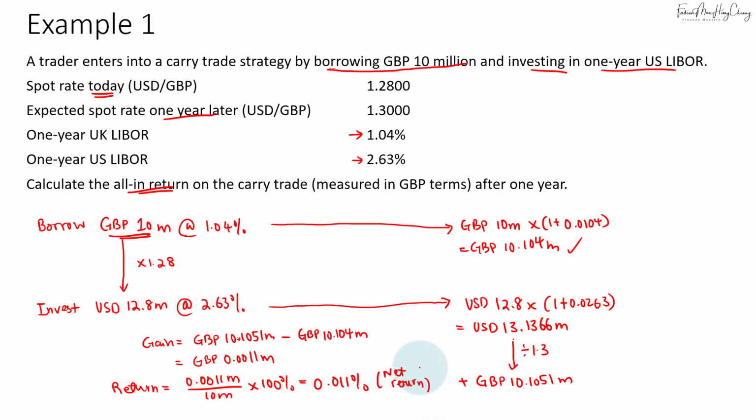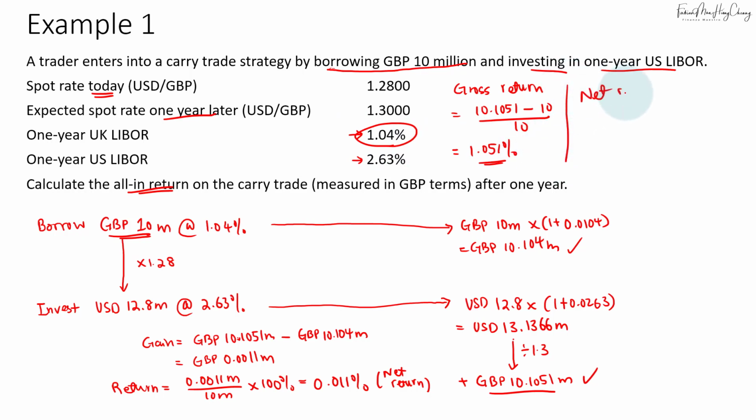Now, of course, in the exam, if they are asking you to calculate the gross return, then we simply take the final value of the investment, which is 10.1051, and minus the initial borrowing, which is 10 million. This is how much you gained over the 10 million you borrowed. So this would be just 1.051%. This is the gross return. If you want the net return, we'll minus the cost of funds, which is 1.04%. So the net return will be 1.051% minus the cost of funds, 1.04%. That gives us 0.011%, which is the net return that we have here.